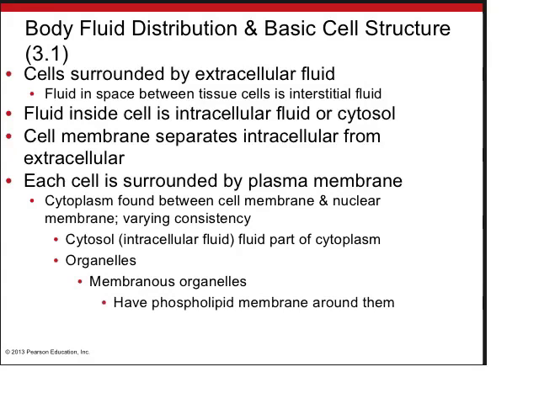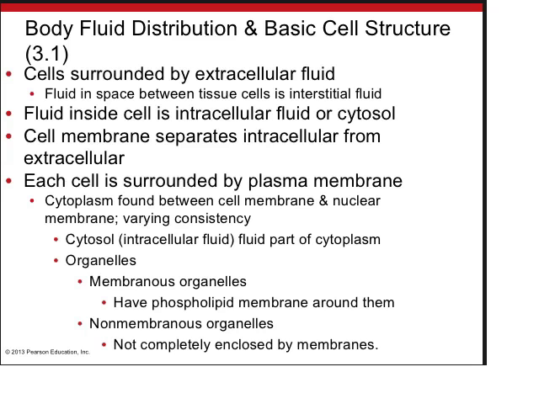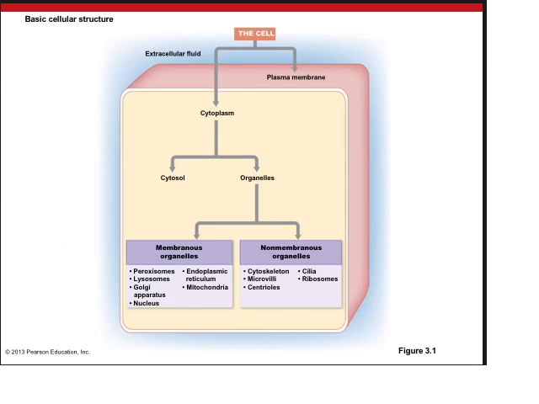Membranous organelles have a phospholipid membrane around them, while non-membranous organelles are not completely enclosed by membranes. And so here we see a diagram of a cell. We have a plasma membrane surrounding the whole living unit. Inside we have cytoplasm, which contains cytosol and organelles. The organelles can be divided into membranous and non-membranous.